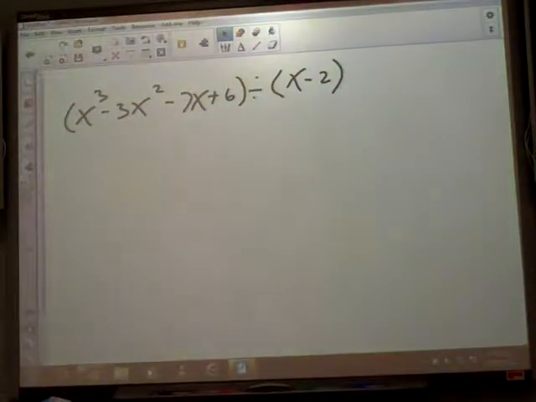There you go. It's a 2. Would there be 2 or negative 2 out front? 2, because x minus 2 equals 0. Would you add on the inside, multiply on the outside? Yes.